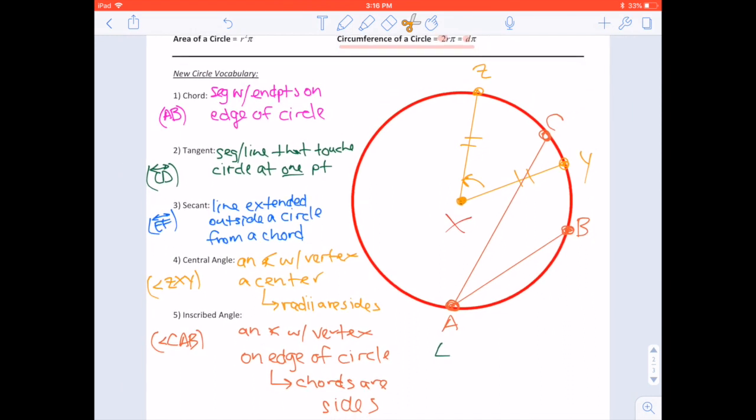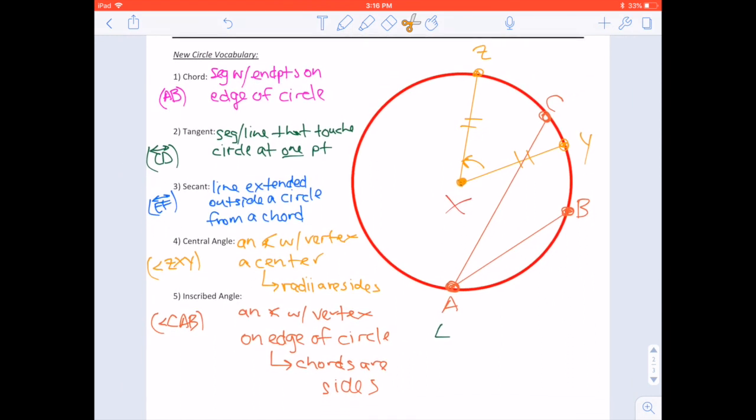Alright, so that's just a little recap. We're going to do more with this over the next couple of days. But just a little insight, I would maybe make some flashcards, make sure you've got some solid notes. Hopefully you like my color coding, and we'll see you next time.